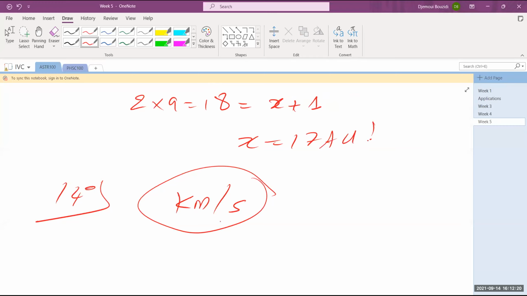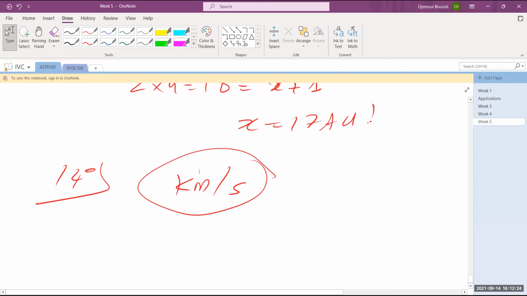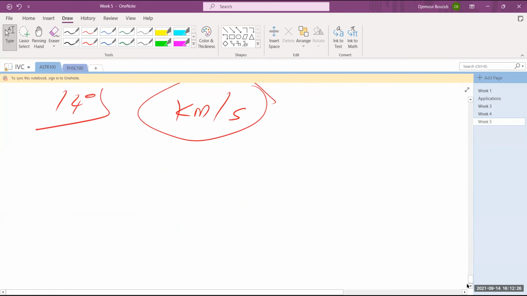Find the speed of an asteroid in a circular orbit at 4 astronomical units, by dividing the circumference by its period. Okay, so they tell you to find the speed, find the circumference, and divide it by its period. They didn't give me the period. They give me the radius of the path, which is A, and A is equal to 4 AU.